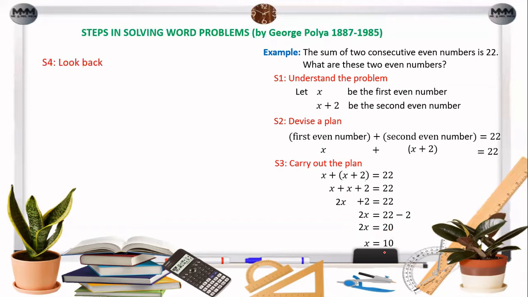Let's now proceed to step number 4. In this step, we will look back to the given problem. In the given problem, we are to find two even numbers whose sum is 22. So two consecutive even numbers whose sum is 22.